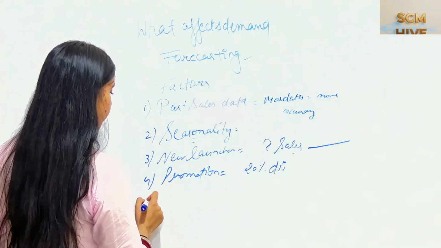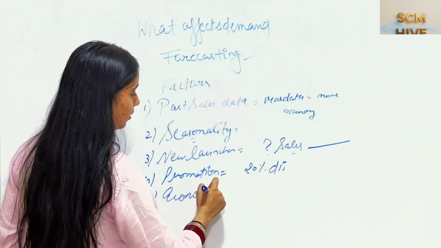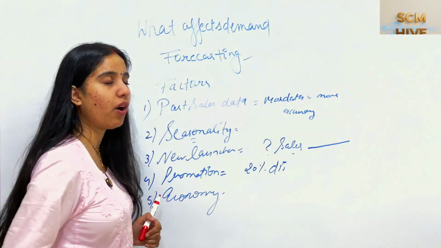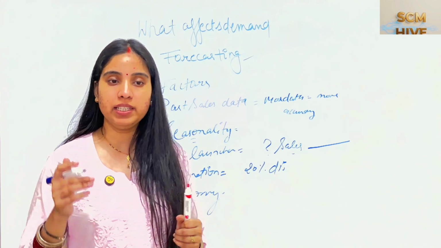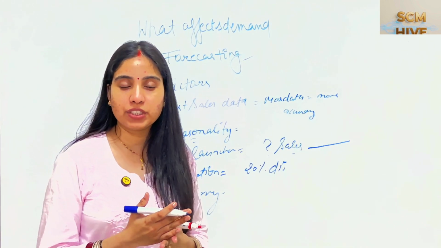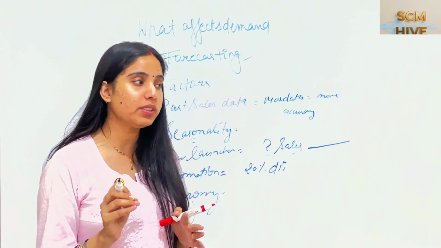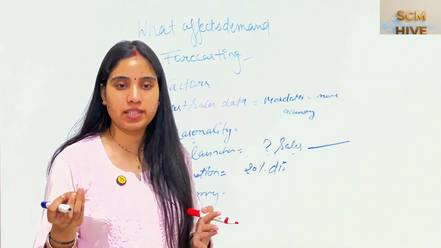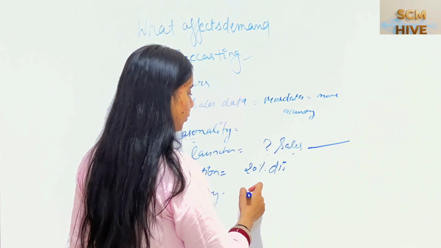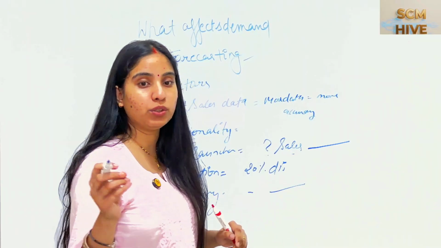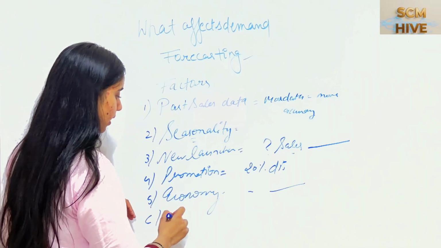The fifth point is the economy. As I mentioned earlier, the economy is also a major factor affecting demand forecasting. If there is high inflation, customers shift from luxury to budget-friendly perfumes. It is obvious nature. If there is high inflation, customers will move from luxury to basic and normal products. The last is social media.